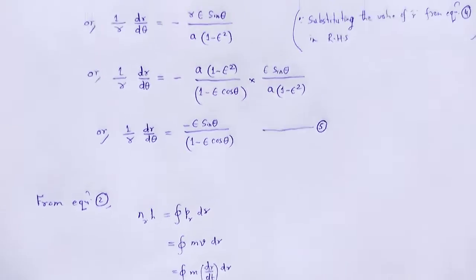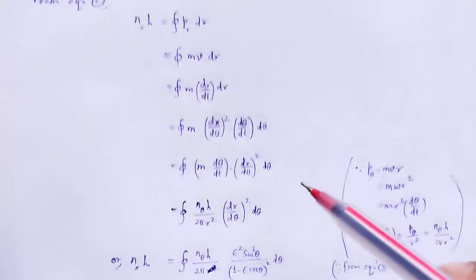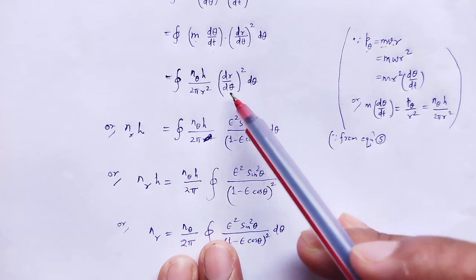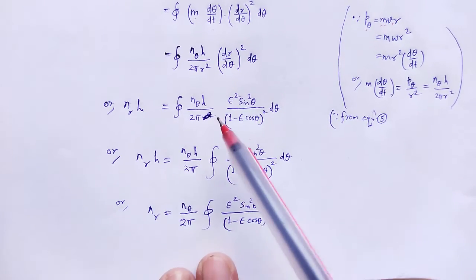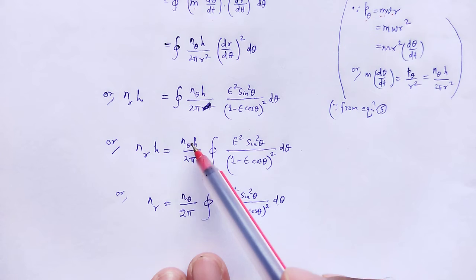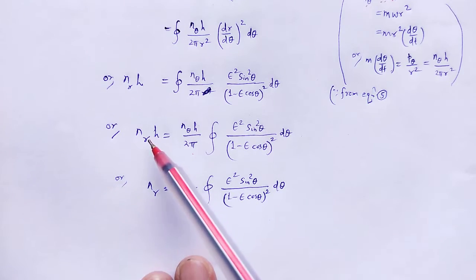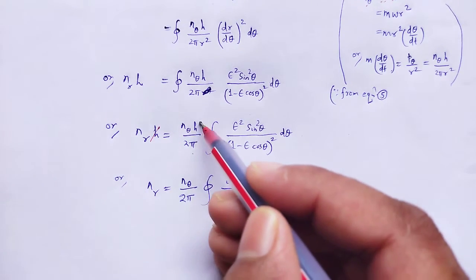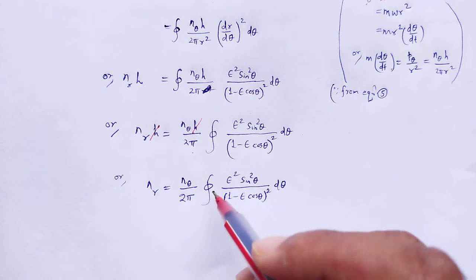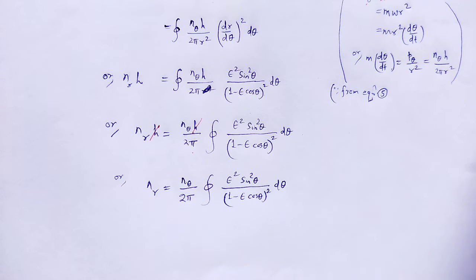Look at equation number 5. 1 by r dr by d theta is equal to that one, so that value is substituted here. n theta by 2 pi into 1 by r dr by d theta whole square. As it is integrated with respect to theta, the term n theta divided by 2 pi is a constant, outside of the integration. From both sides, h and h cancel out, and we obtain nr is equal to n theta by 2 pi integration epsilon square sin square theta divided by 1 minus epsilon cos theta whole square d theta.